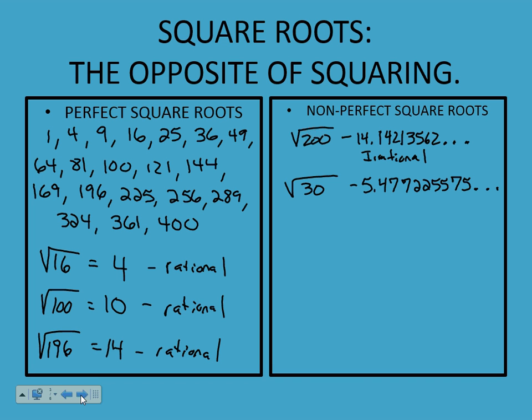Whose family? Red-headed, freckled, fair-skinned. Don't you think they look alike? They're long, non-repeating, non-terminating decimals. They all look alike. Irrational.